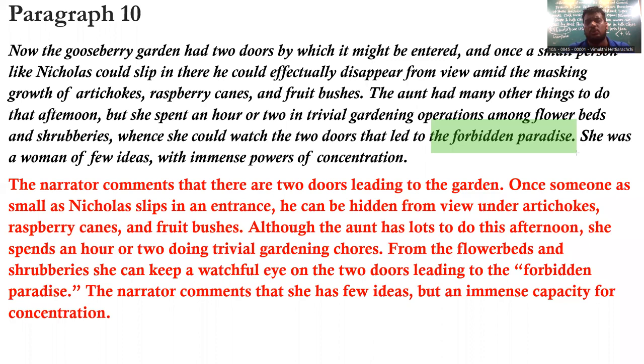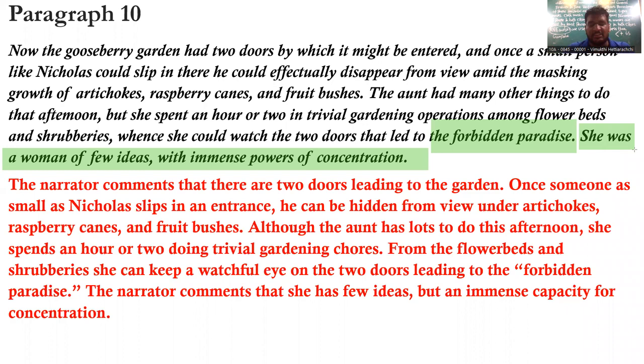And moreover, the narrator says that she was a woman of few ideas, the characterization, with immense power of concentration. Right, with immense powers of concentration. So she had a really good concentration, but she had very few ideas. So it is a very good comparison between Nicholas's aunt and Nicholas. When it comes to Nicholas, Nicholas had a lot of ideas. Nicholas is a very imaginative boy, right? And he had a lot of cognitive abilities. When it comes to the aunt, she is a woman of few ideas, right? With immense power of concentration. She had a very powerful concentration.